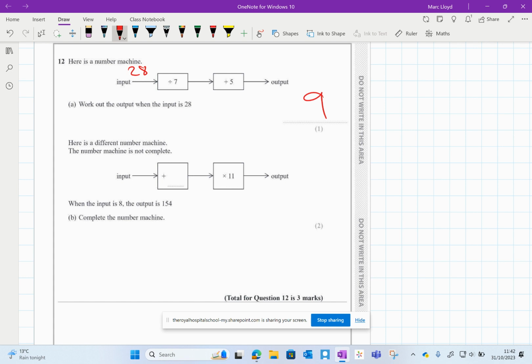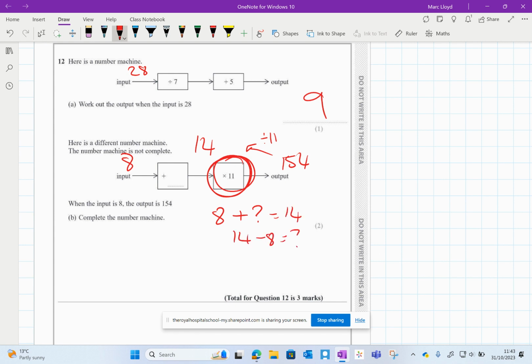Use your calculator. Okay, here's different function machines. A new worker hasn't put the sign on this bit of the machine. I'd sack them. So when the input is 8, the output is 154. I wouldn't really sack them. Maths of Lloydie, flaunting employability laws. You can see a headline already. So if I divide that by 11, I'm going to reverse what that box is doing. And then the number in here is 14. So 8 plus something equals 14. 14 take away 8 is 6. And that's what that number is. I suppose I'll put that in the box.